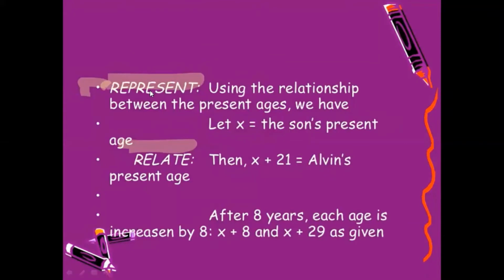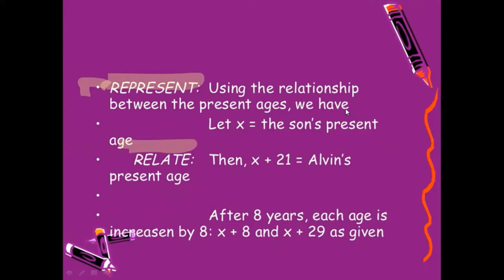Now let's see, please read this one. Represent using the relationship between the present ages. Let's start: we have X, the son's present age. Relate: then X plus 21 is equal to Alvin's present age. After 8 years, each is increased by 8, so X plus 8 and X plus 29, as given.